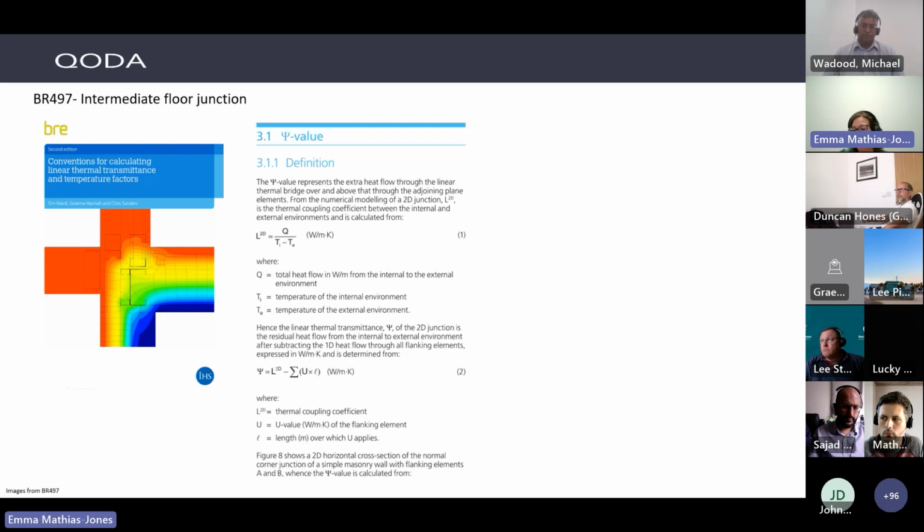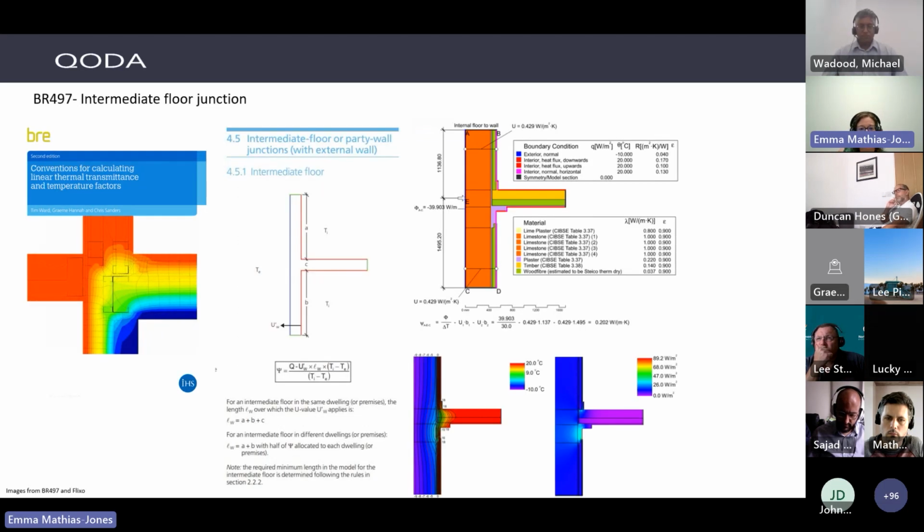So how are they modelled? So we often use the BRE 497 conventions, and those will model the heat loss for a junction as a whole, and then from that you subtract your U values, and then you're left with your psi value. As you can see here, this is an example of an intermediate floor junction. In the middle, you've got your measuring conventions, and on the right is the actual model. And then you can see your psi value for that junction is 0.202, which isn't great.